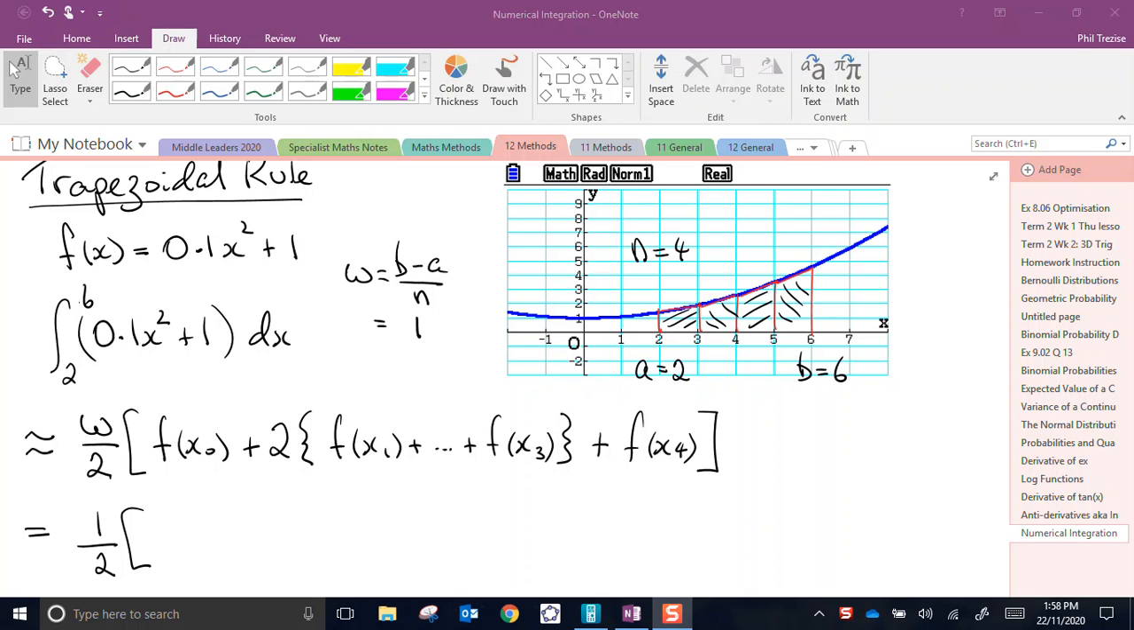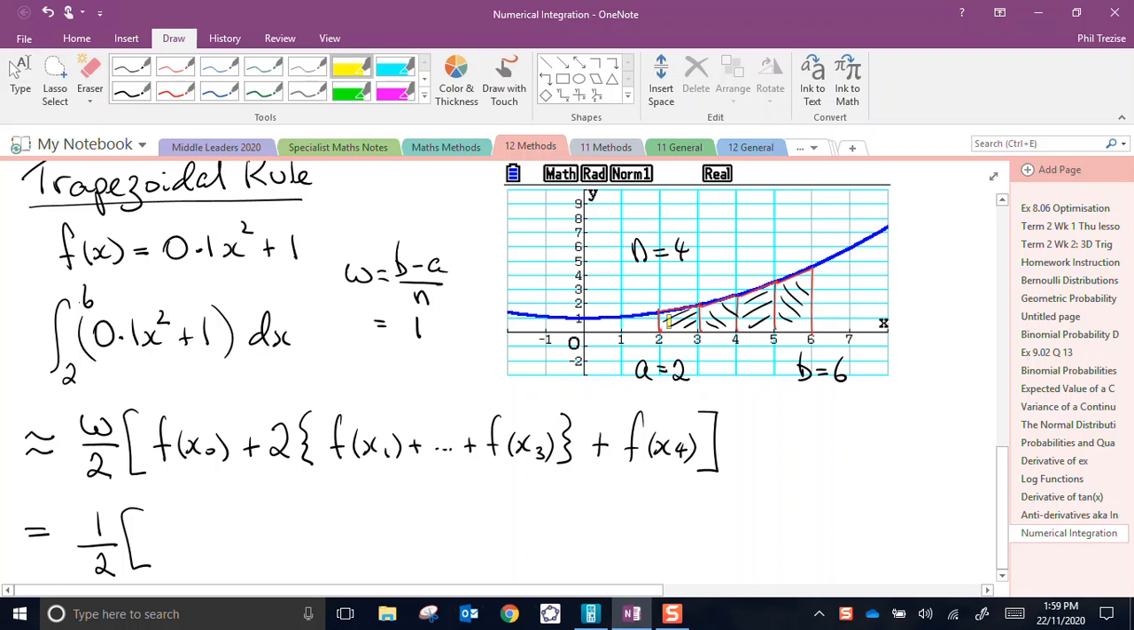Hi everyone. This lesson is about the Trapezium Rule for finding areas underneath functions. So I've set this up here where I have the function f of x equals 0.1x squared plus 1, and I've done a graph of this here. It's this lovely blue curve, and I'm interested in finding the area from a lower limit of 2 to an upper limit of 6. Now, rather than doing a definite integral, I've decided to use the Trapezium Rule.